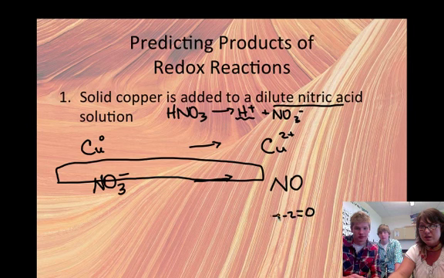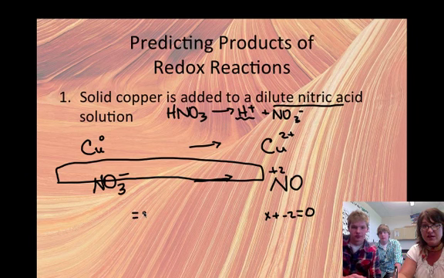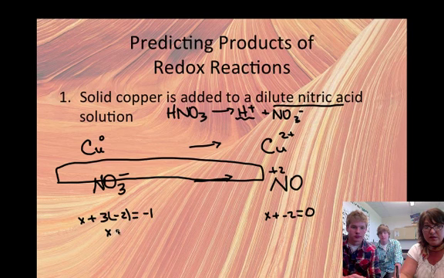Oxygen is -2. And then that means nitrogen is +2. That part was easy. Right, now let's come to this side. Nitrate has a -1 overall charge, so we have to add up to -1. We have 3 oxygens. This isn't so bad, huh? So what's the charge of our nitrogen here?